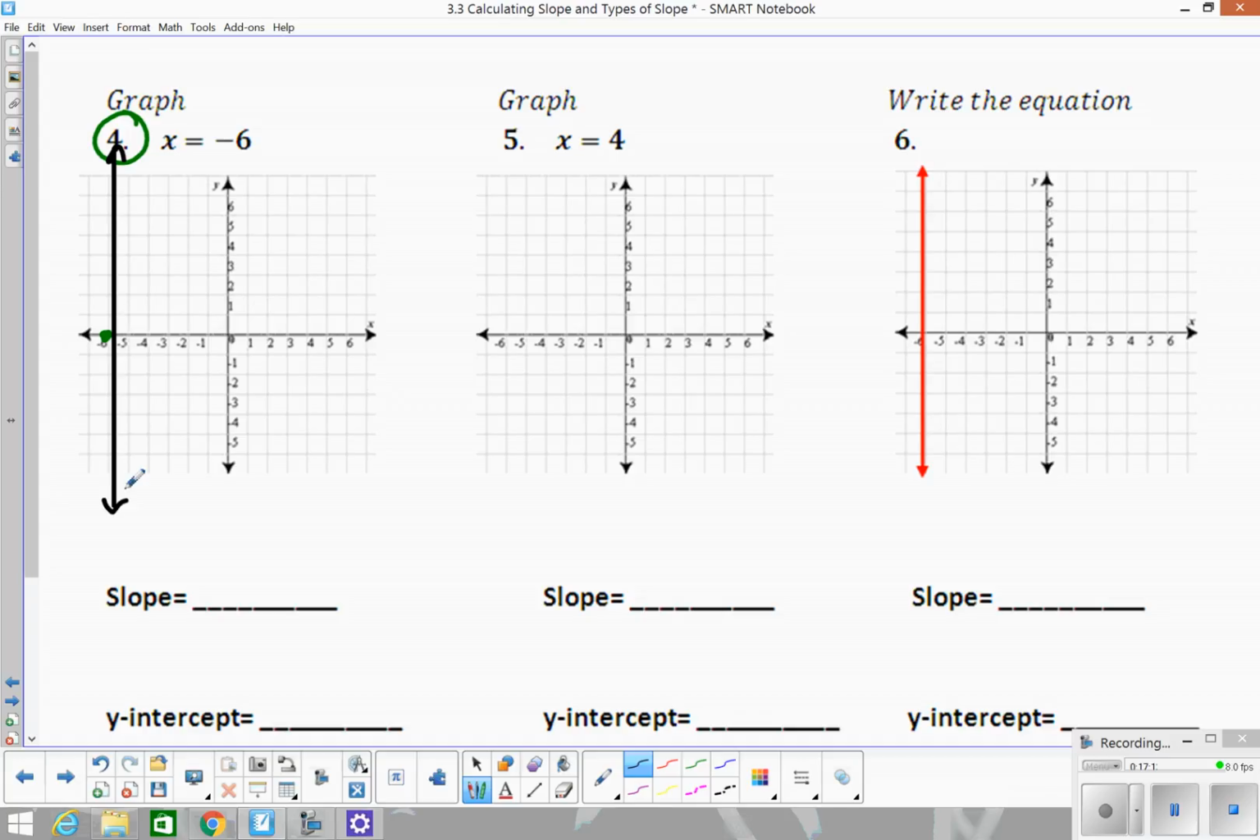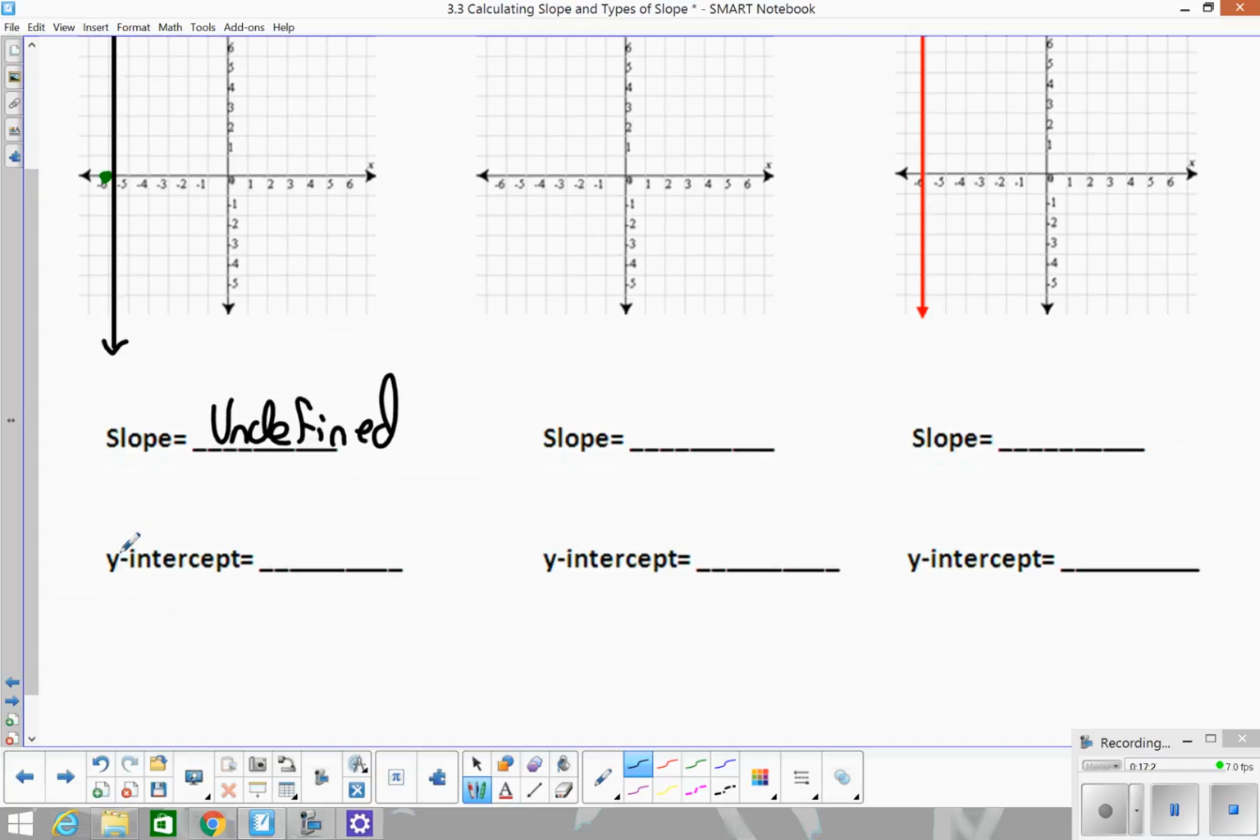Okay, good. Now, what you're going to do right here is it is undefined for my slope because it's a vertical line, and I don't have a y-intercept, but my x-intercept. So you would just say x-intercept here is what? It is -6. Okay? Awesome.